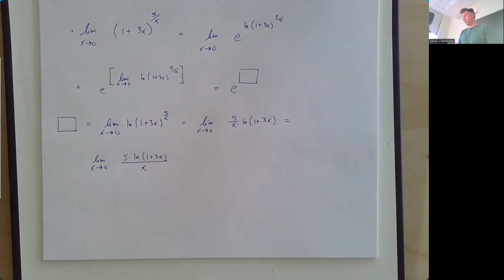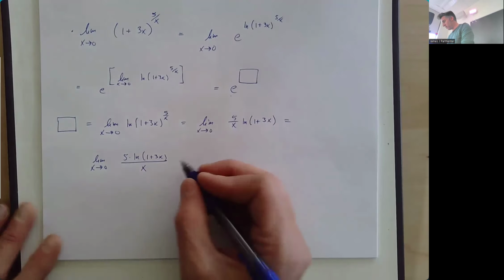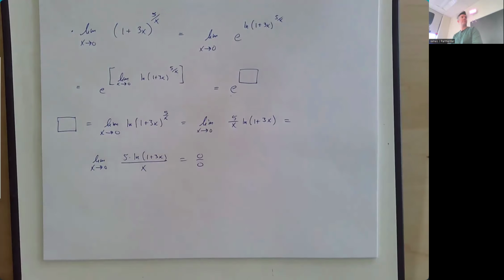The only thing that matters here is that the top and the bottom are both going to either 0 over 0 or infinity over infinity. And here it should be 0 over 0. Certainly the denominator is going to 0. And the numerator, yep, if x is going to 0, 1 plus 0 is 1. Natural log of 1 is 0. So we definitely have a 0 over 0 type.